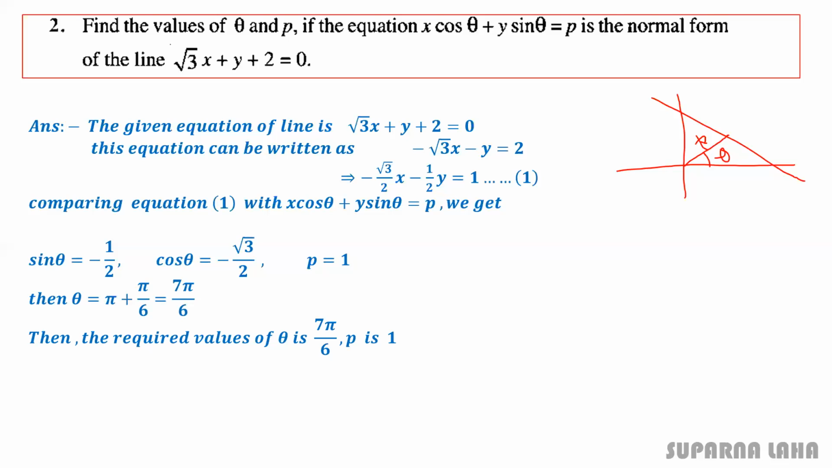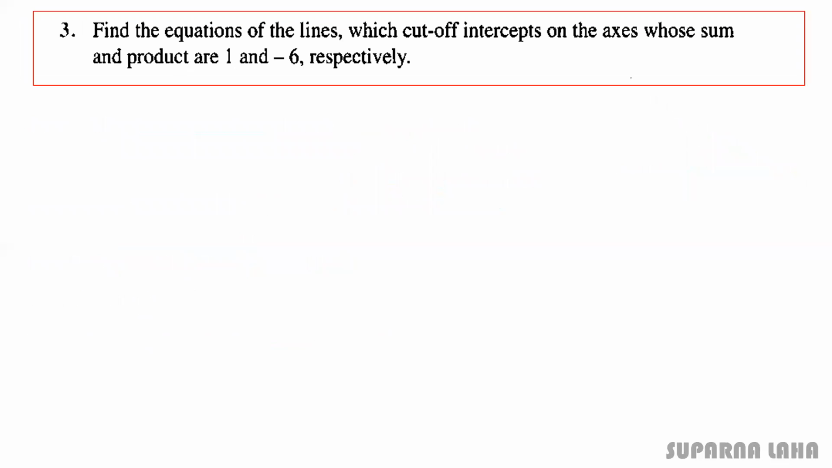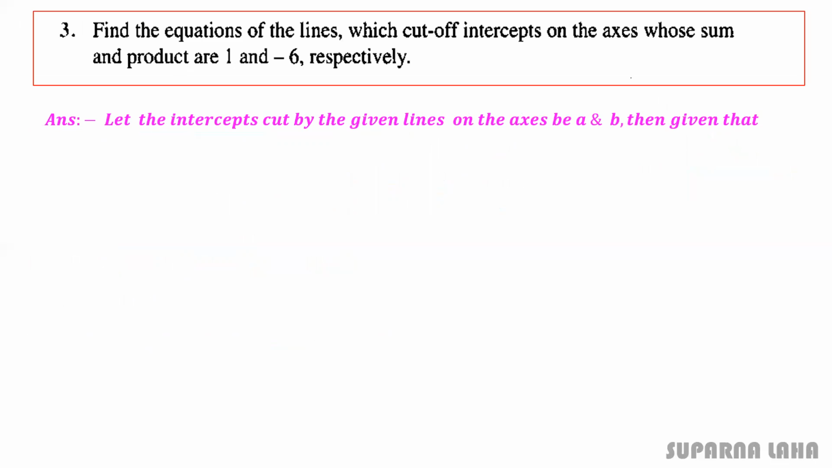So moving to the next question, question number 3. Find the equation of the line which cuts off intercepts on the axes whose sum and product are 1 and minus 6 respectively. So if the intercepts on the axes are a and b, the general form is x by a plus y by b equals 1. You always write these things. This is the intercept form.